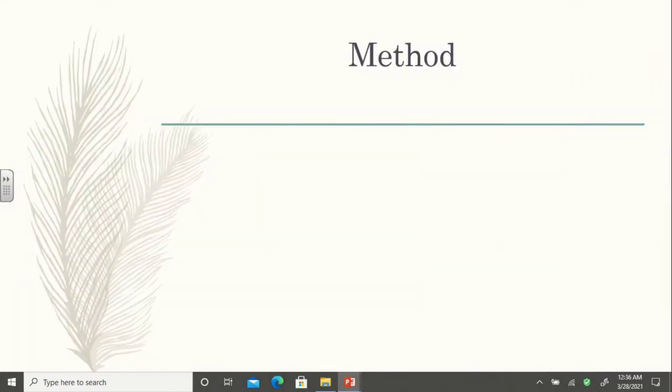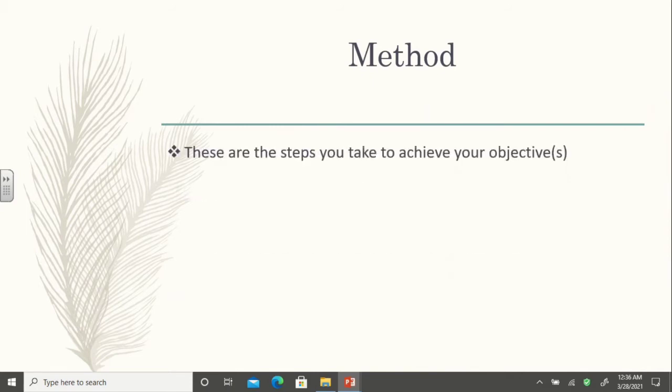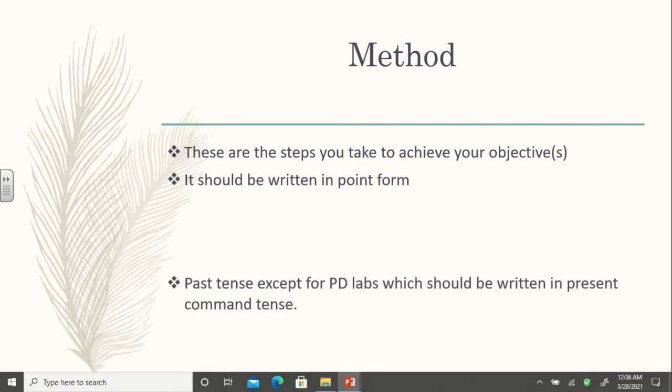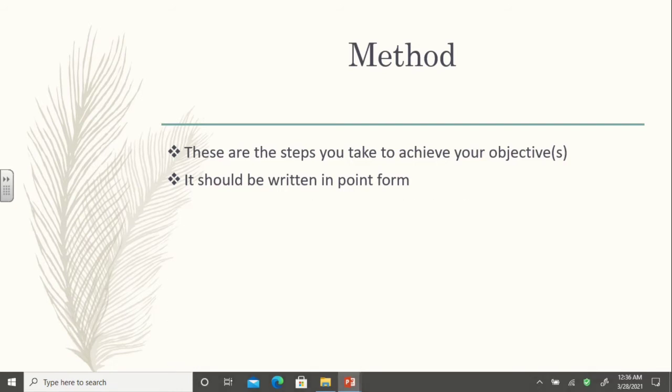Next, we have your method. Of course, an important thing. So these are the steps that you're going to take to achieve your objective, right? Importantly, you must write it in point form. Why must I write my method in point form, you may ask? Here's the situation. We are scientists, and so if we write it in point form, it is much easier for us to track any errors that we make. Okay, it's much easier for us to track any errors that we make.